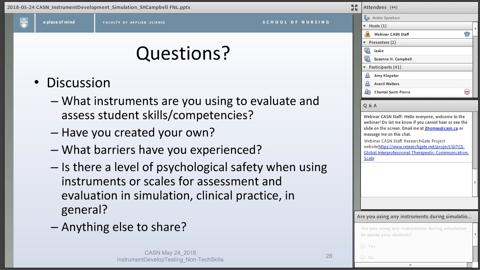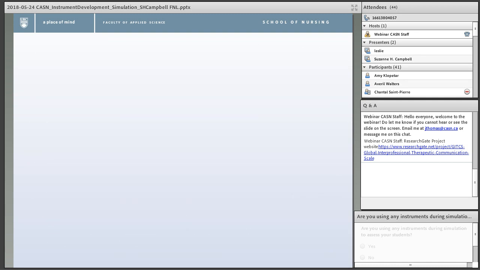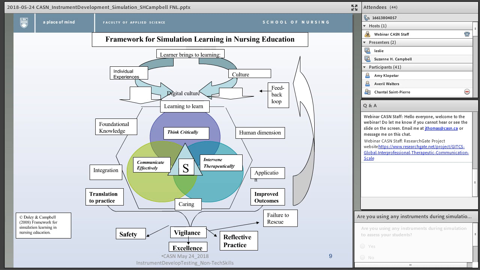and to help us all improve our practice. If I might just pull up for a minute my beautiful framework, because I think the component of psychological safety fits in there, taking into consideration how learners learn, what their foundational knowledge is, how they integrate it, being caring about the way we are teaching, but that ultimately through simulation, we're hoping they will learn to communicate effectively, think critically, intervene therapeutically, and be safe, vigilant, excellent practitioners who are reflective of their practice and just always looking to be better.